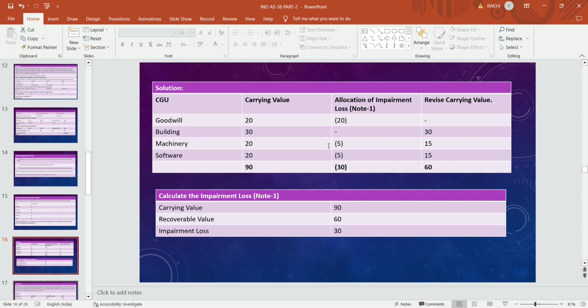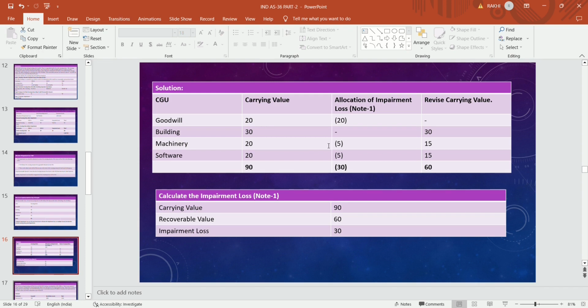So firstly we will allocate to goodwill. The carrying value of goodwill is 20 million. Firstly we will set off that amount fully with the goodwill. So out of the 30 million impairment loss, 20 million is to be set off with the goodwill, because the carrying value of goodwill is 20 million. So up to the extent of the goodwill amount we will set off the impairment loss, and if any remaining impairment loss is left, then we will allocate it to the remaining carrying value, or remaining assets, of the cash generating unit.